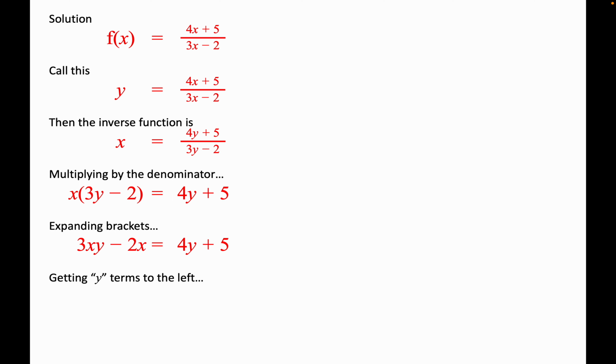So getting the y terms to the left, first of all, I've added 2x to get rid of the minus 2x, but I've got to add 2x to the other side as well. Now I'm taking away the 4y from here, so I don't have any y's on the right, but then I've got to take away 4y on the left as well. And now I've got all of the stuff that's got a y in it on the left, and all of the stuff that hasn't got a y on it on the right.